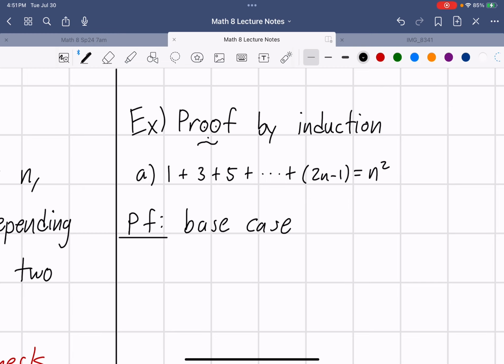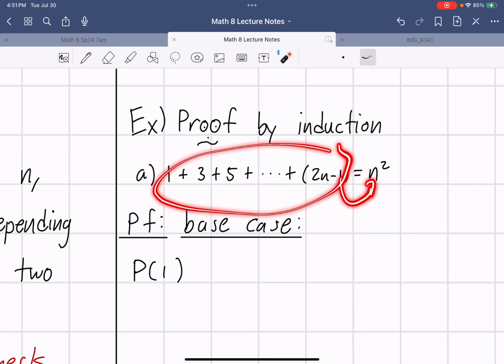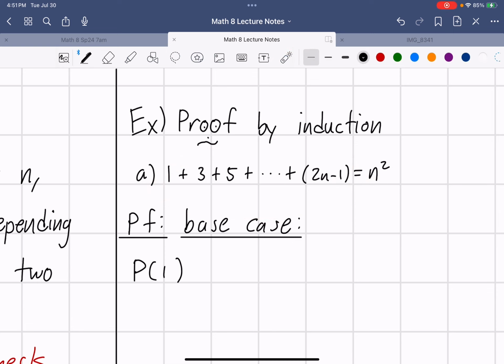So the base case is checking the first one works, checking P sub 1. That means I'm going to plug in 1 here, and I'm hoping to get that very first term. Not this one. This is not what I'm trying to prove. I'm trying to prove this side, right? That this does equal that N squared. So that means I check it.